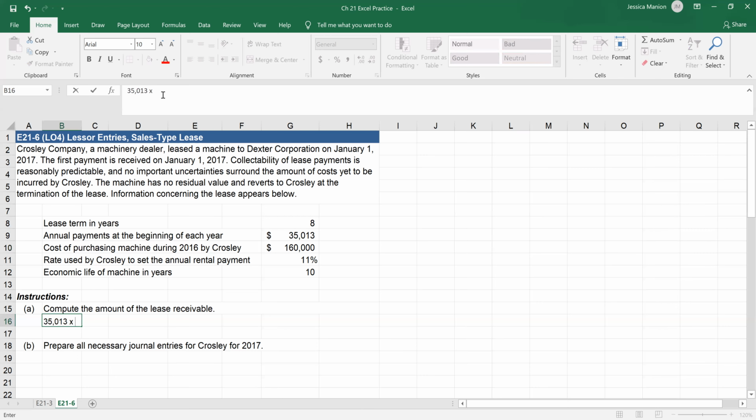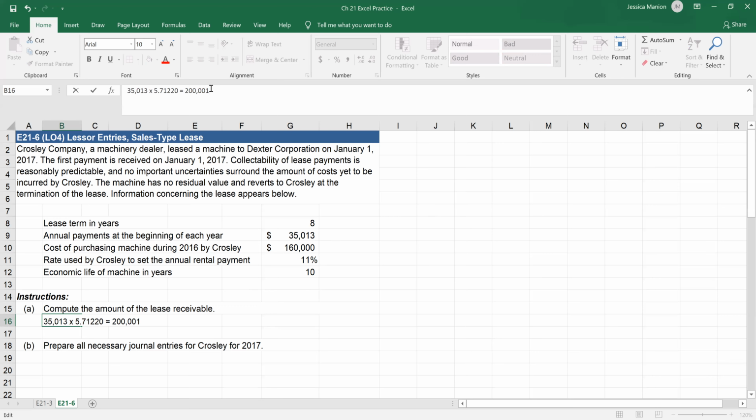Okay, and so this present value factor, if we look at 11% for 8 years, it is 5.71220. Let me get my computer calculator. So 35,013 times 5.71220. So $200,001 is what that comes out to be.